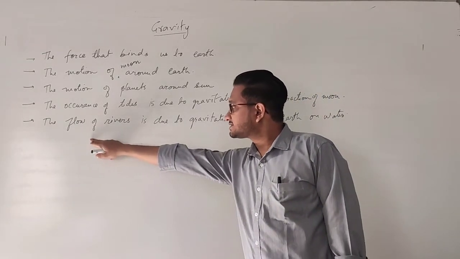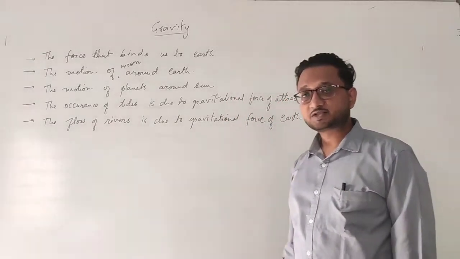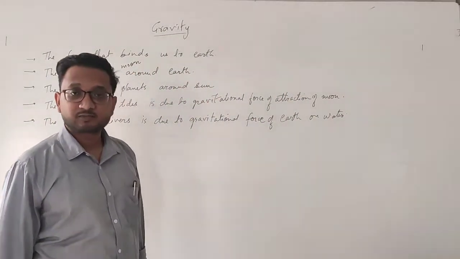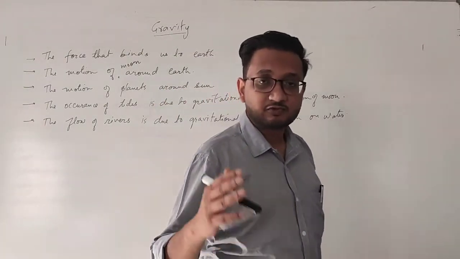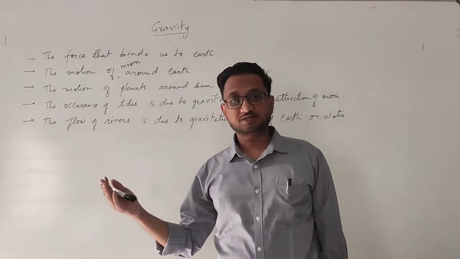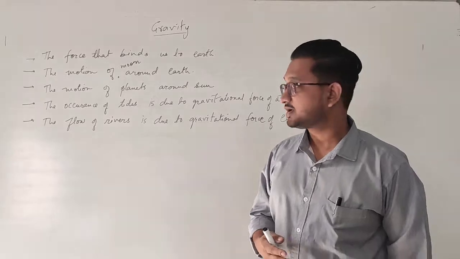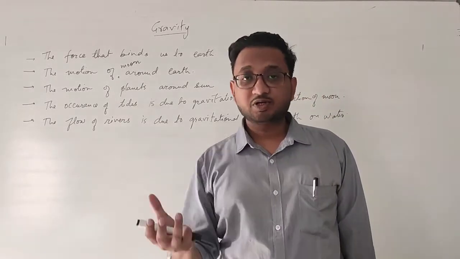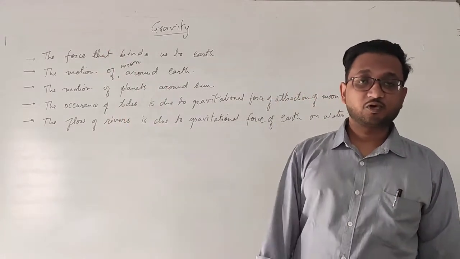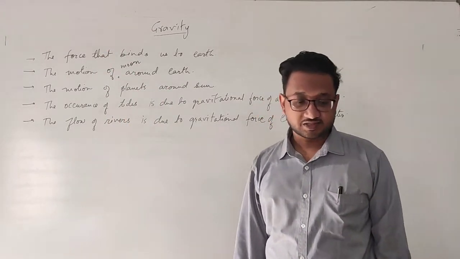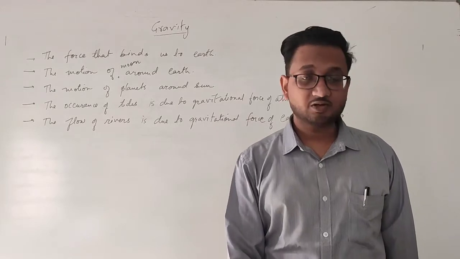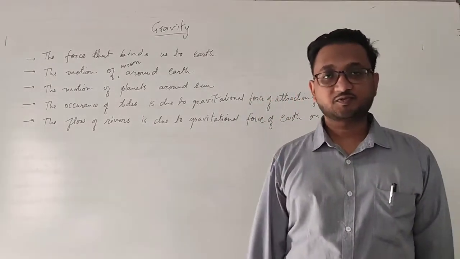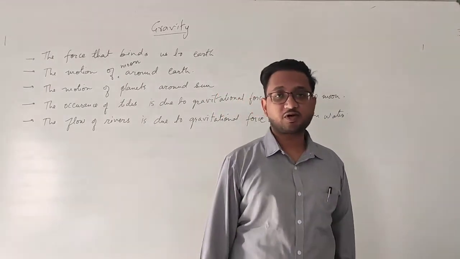And the last one is the flow of rivers, which is due to the gravitational force of earth on water. So many rivers flow from the mountainous regions towards the seas and oceans because of the gravitational force of the earth. It is pulling the water, and therefore the water is flowing down into the oceans and seas from the mountains. Okay, so these are the few points which indicate why the gravitational force is important for us.